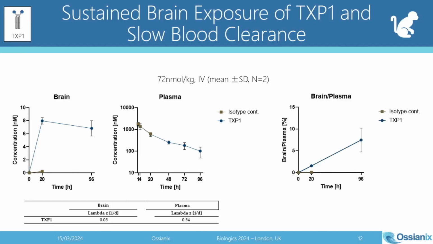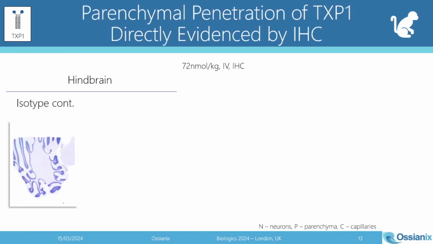So when you look at the brain to plasma level over a period of time, you can see that it's increasing. Now, the direct evidence I would like to show you is for the penetration to the brain parenchyma. Lots of molecules that have been developed as brain shuttles have the ability to recognize TFR1 on the blood-brain barrier, but they also stop there. They are not effectively transporting across the blood-brain barrier to the brain parenchyma.